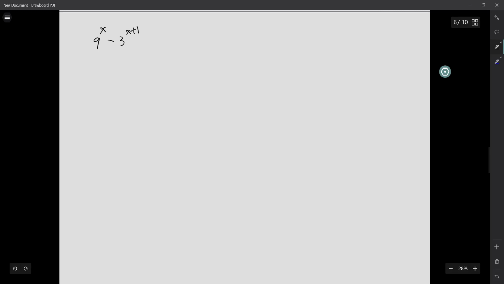All of the ones we've done so far have been about one exponent on the left, one exponent on the right. We don't have anything about when we have addition. So here's an addition problem. 9 to the x minus 3 to the x plus 1, plus 1 equals 0.